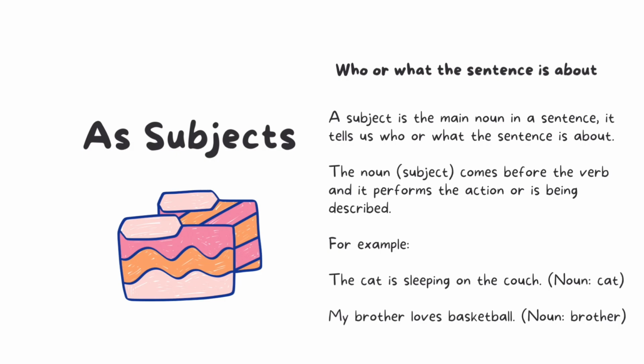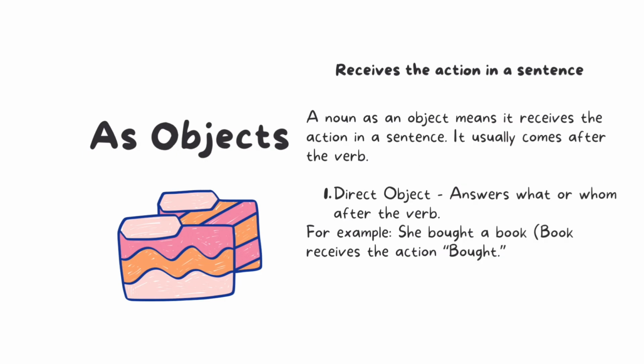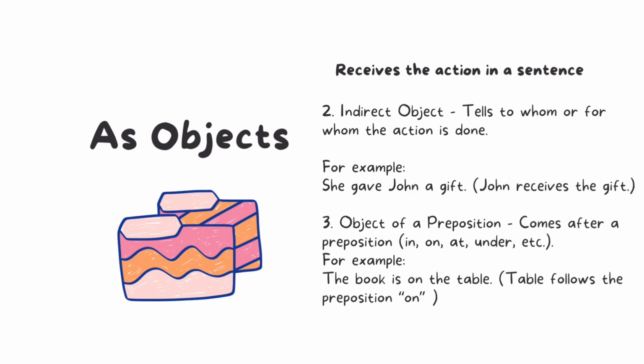Now, nouns can also serve as the object in a sentence. The object is the noun that receives the action of the verb. For example, in "She bought a book," the noun book is the object because it's what was bought. Similarly, in "They visited the museum," museum is the object because it's the place that was visited.